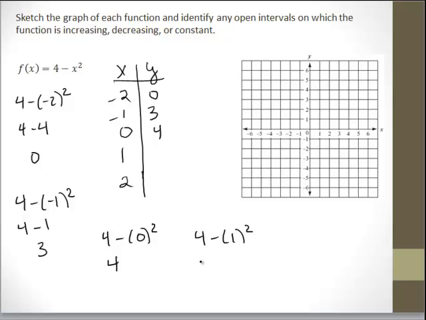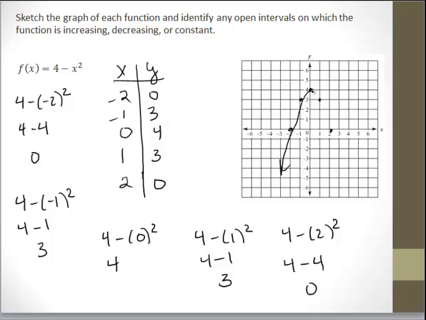4 minus 1 squared, that's 4 minus 1. And then 4 minus 2 squared, that's 4 minus 4. So plot these. We have negative 2, 0. Negative 1, 3. 0, 4. 1, 3. And 2, 0. So our function looks something like this. It's an upside down parabola, and it shifted up 4 units.